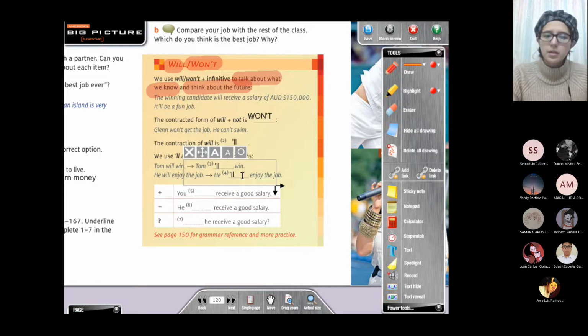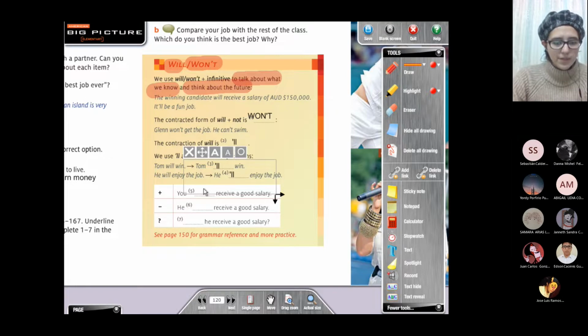Yes, that's it. Because remember that the double L in English is going to sound like one L in Spanish, right? The double L in English will sound like one L. For example, the animal llama. They are not going to say llama like in Spanish, they are going to say it with a single L sound. Okay? So yeah, it's only L. He'll, Tom'll win, he'll enjoy the job.